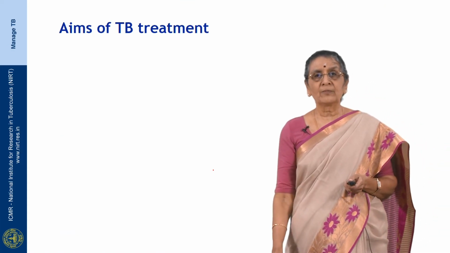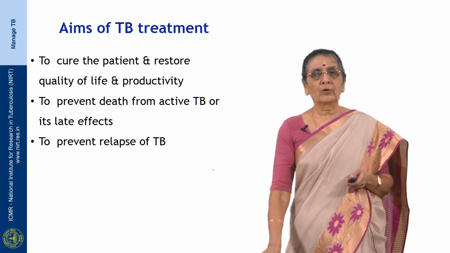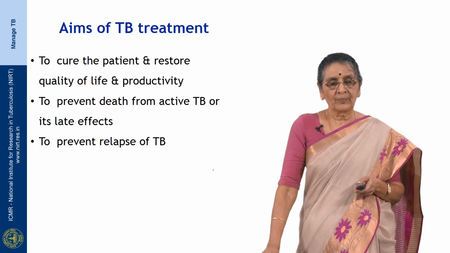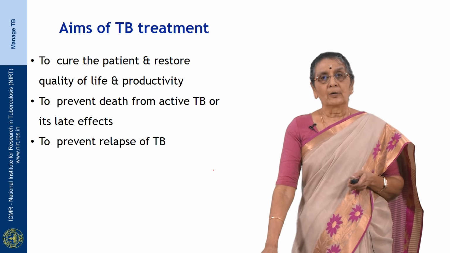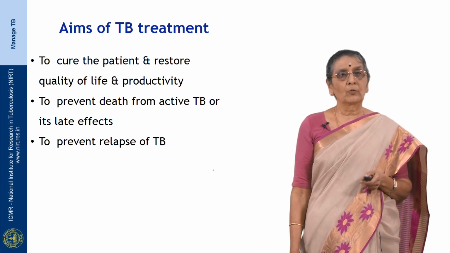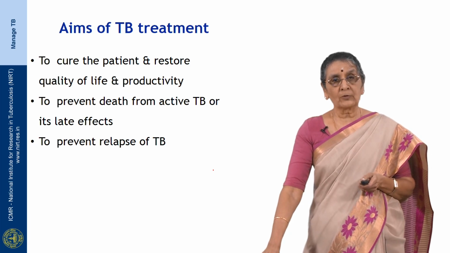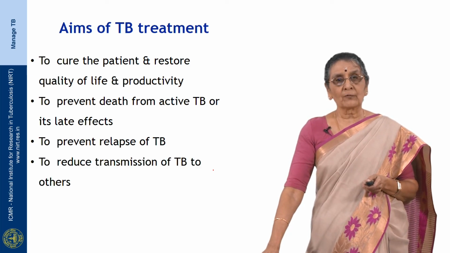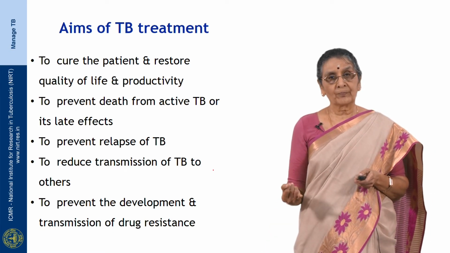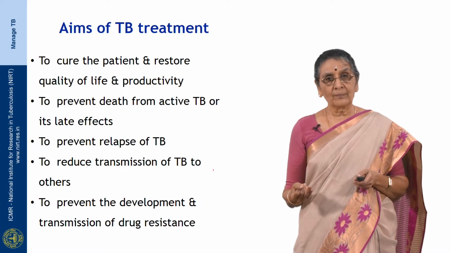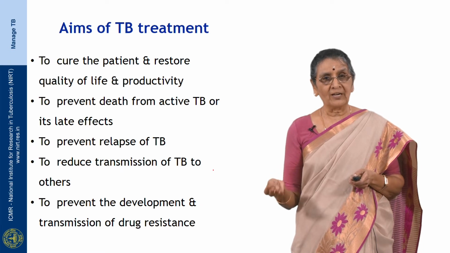Now, we come to aims of TB treatment. The main aim is to cure the patient and restore the quality of life and productivity. Also to bring down mortality and also to bring down the morbidity, the sequelae of tuberculosis. From the patient's point of view, it is also important to prevent relapse of tuberculosis. So, from the patient's point of view, cure and then restore quality of life, prevent death and prevent relapses. These 4 are the most important aims.